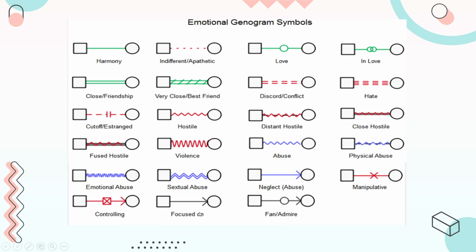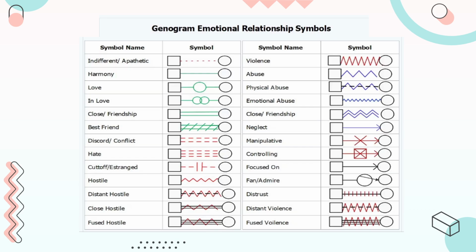When we say focused on, as I have said, this particular person is more into, for example, the male giving more priority to the female. They will prioritize the person and look after them. Fan or admiring is where an individual takes a family member as a role model, or admires each and every activity of that particular family member. That is what fan or admire is about.